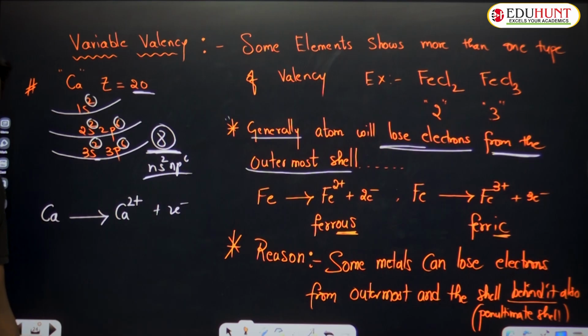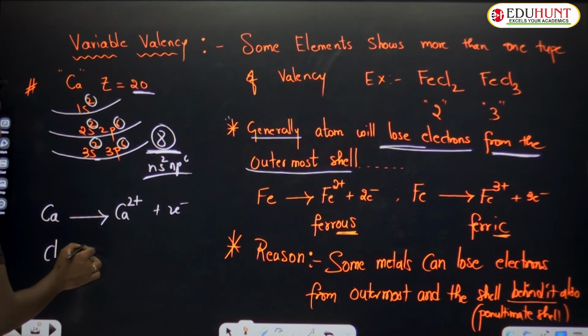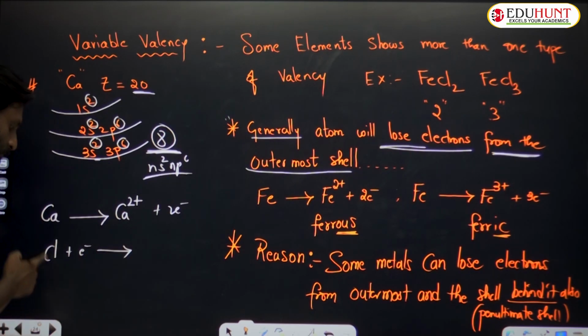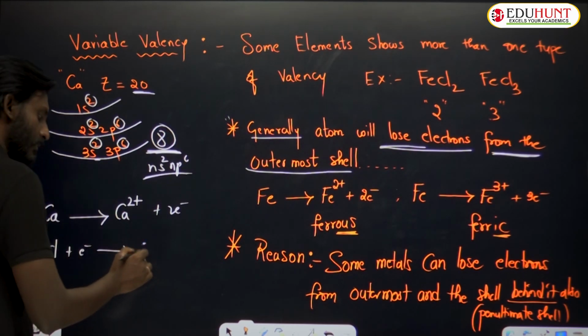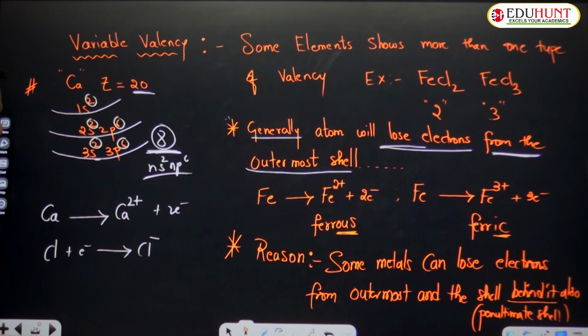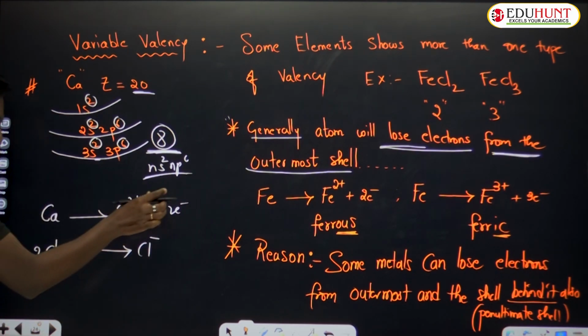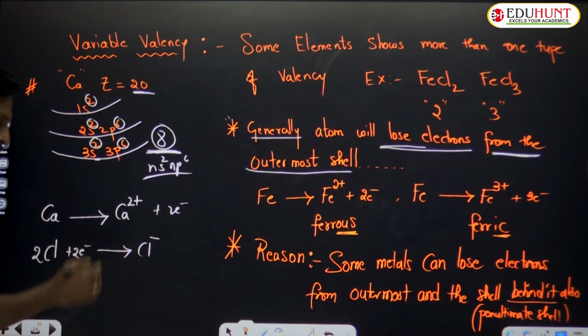Okay, like chlorine. Now, what will chlorine do? A chlorine atom wants to gain 1 electron to get stability. Now, if a chlorine atom gains 1 electron, it will become Cl minus. Sir, why? Here calcium has released 2 electrons, but chlorine is gaining only 1 electron. Yes. Then what will you do? You take 2 chlorine atoms and use those 2 electrons so that you will get 2 Cl minus ions.